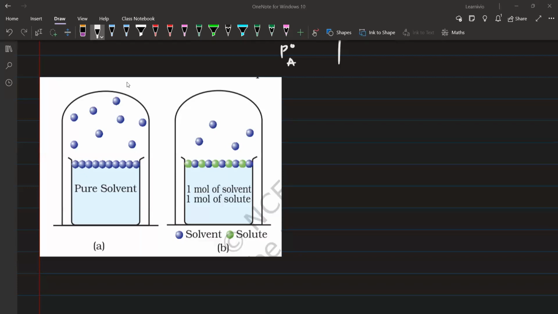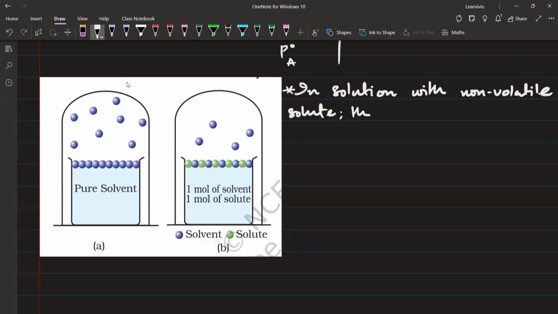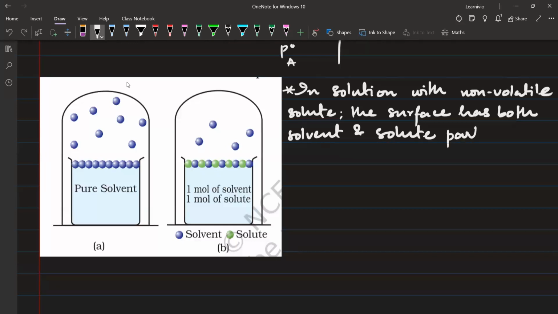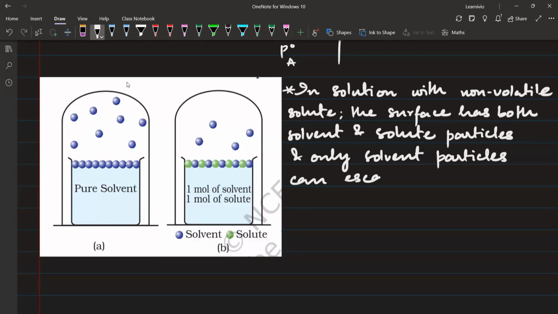Okay, so you will write this point here. In a solution with a non-volatile solute, the surface has both solvent and solute particles, and only solvent particles can escape to form gas. Therefore, vapor pressure decreases.